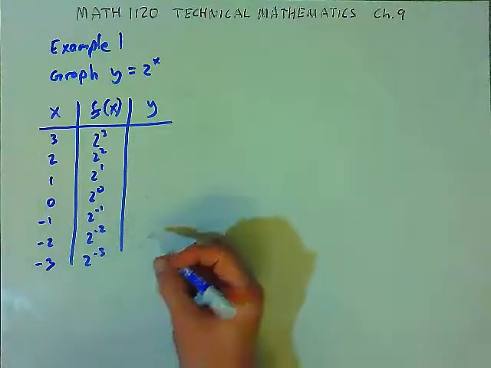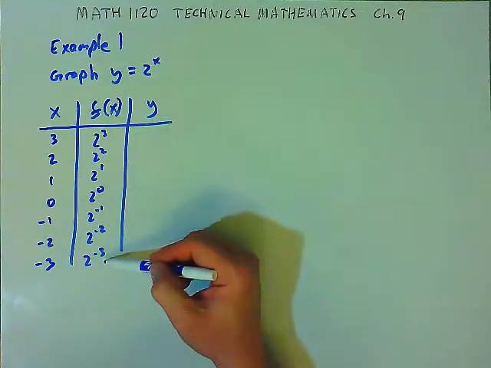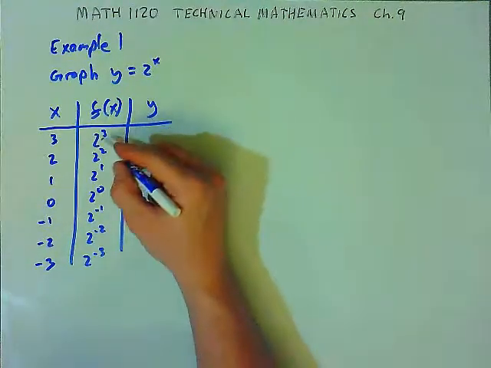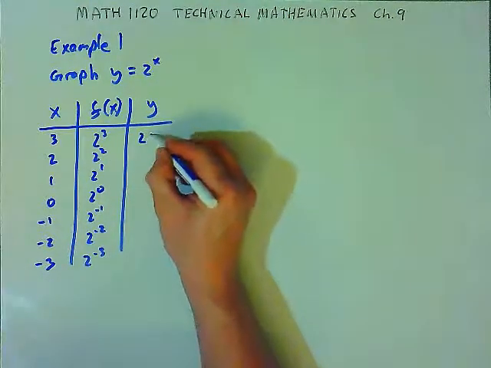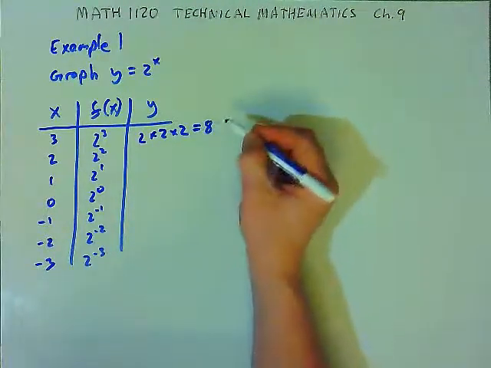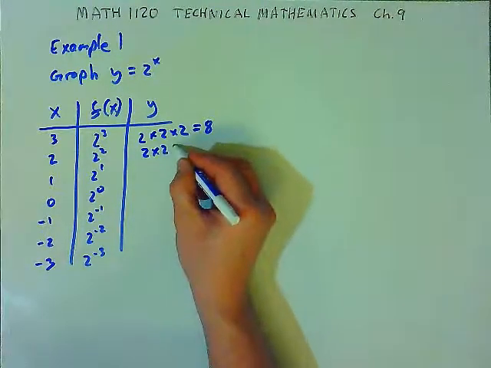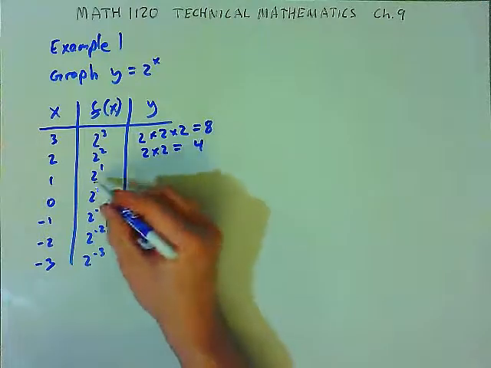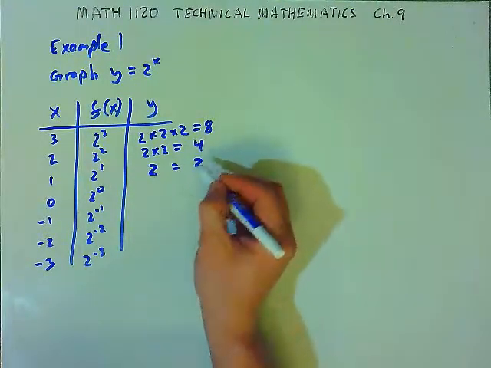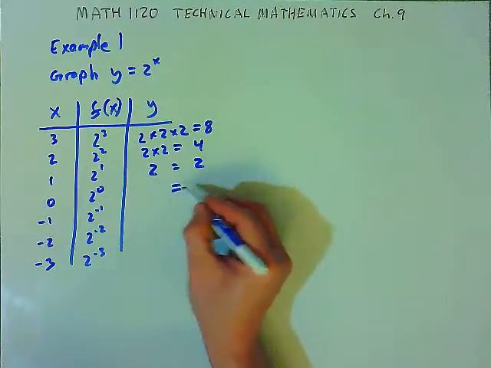And so here the base is always a constant. It's always 2, but it's the exponent that's changing. And so y will be equal to 2 to the third, and I'm going to go ahead and write this out as 2 times 2 times 2, which is equal to 8. When x is 2, y will be equal to 2 times 2, which is equal to 4. And when x is 1, we will have just 2, which is 2. And when x is 0, we're going to have 1.